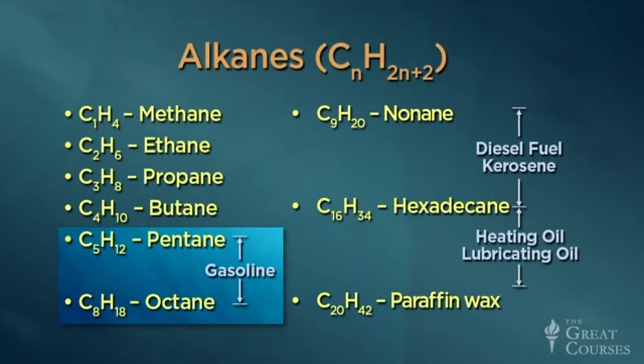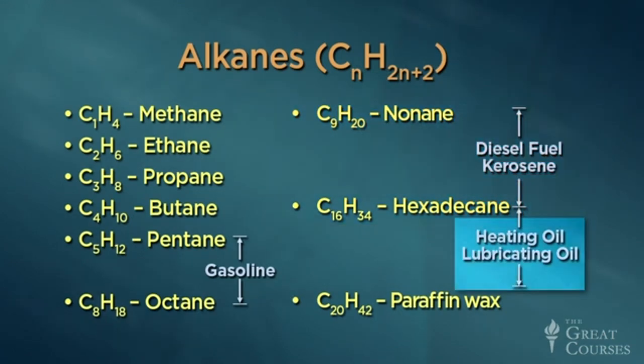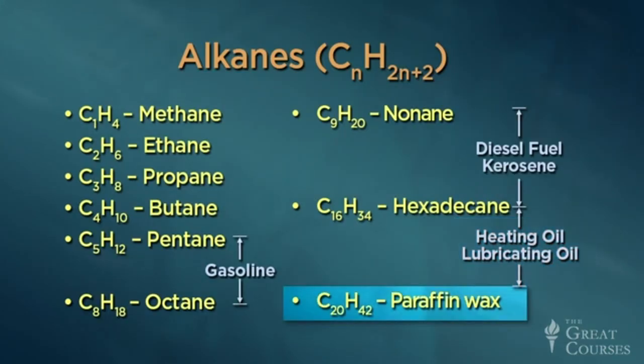The molecules from pentane through octane are principal components of gasoline. Nonane through hexadecane are used for diesel fuel and kerosene. Heavier alkanes are used for home heating oil and the lubricating oil that's used in your car's engine. At C20H42 and heavier, the alkanes are actually solid at room temperature. We know this material as paraffin wax. All of these alkanes, along with other types of hydrocarbon molecules in varying quantities, constitute petroleum.